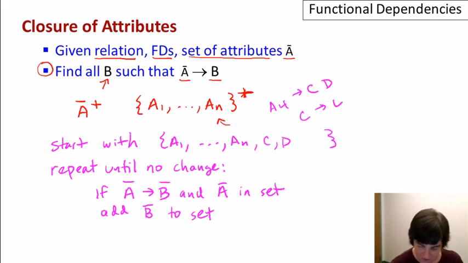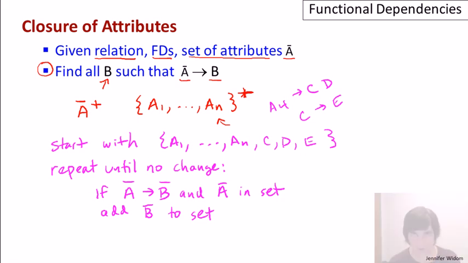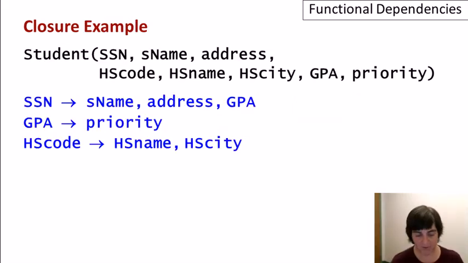So I might have my attributes here, A1 through AN, and it might be the case that A4 determines attributes C and D, so I'll add C and D to the set. I repeat, maybe there's a C goes to E, and I'll add E to the set, and so on. And when there's no more change, then I've computed the complete closure. Now, if you happen to be someone who likes to think in terms of rules instead, what we're effectively doing is applying the combining and transitive rules to the attributes in the set until there's no change.